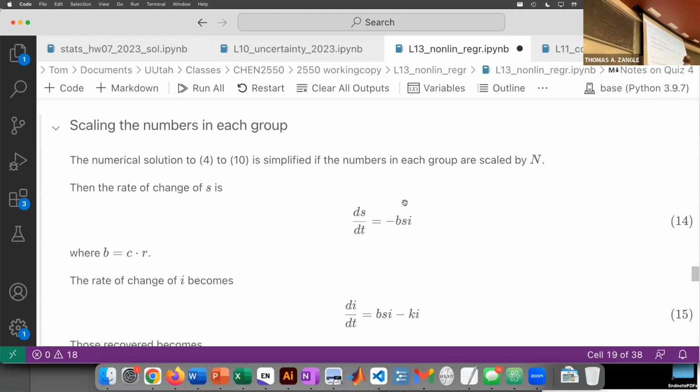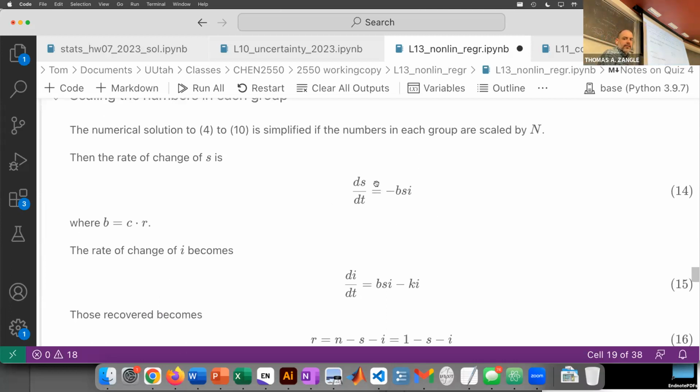And again, it's something I'll talk about in numerical methods. So in this case, we're going to scale everything. We have a natural scale built in, which is the number of people in the population. And so we'll look at relative numbers of people in each of these groups, the S, I, and the R group.